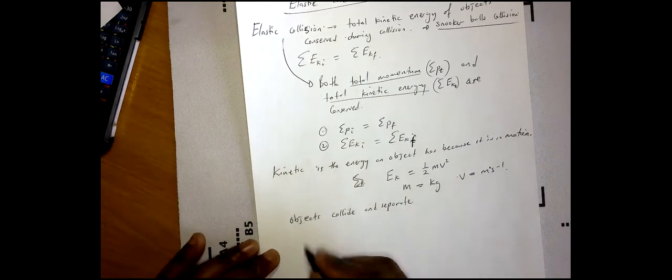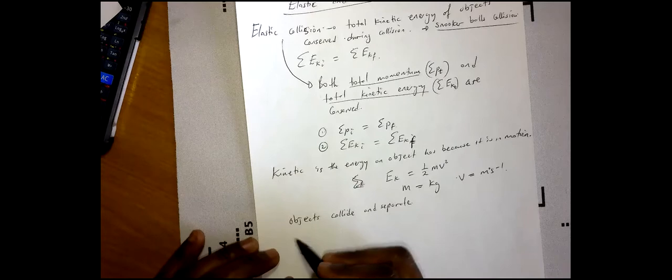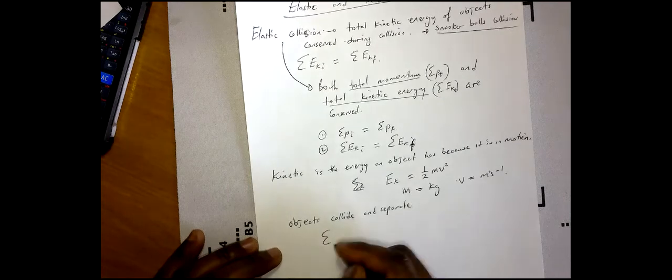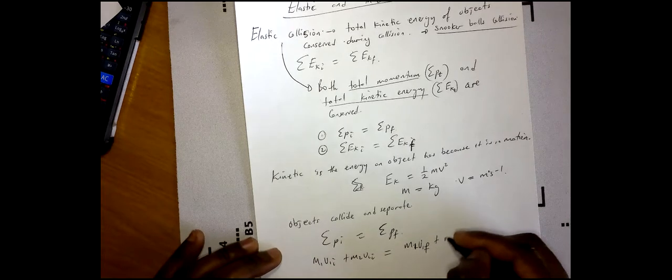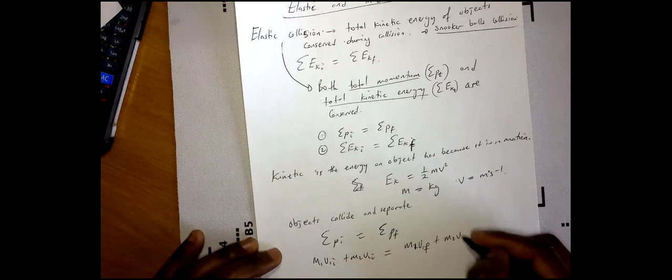Here in this case, the two equations that will satisfy the elastic collision are, for momentum, total initial momentum equals total final momentum, which is m1 v1 initial plus m2 v2 initial is equal to m1 v1 final plus m2 v2 final. Okay, that's what satisfies the momentum.